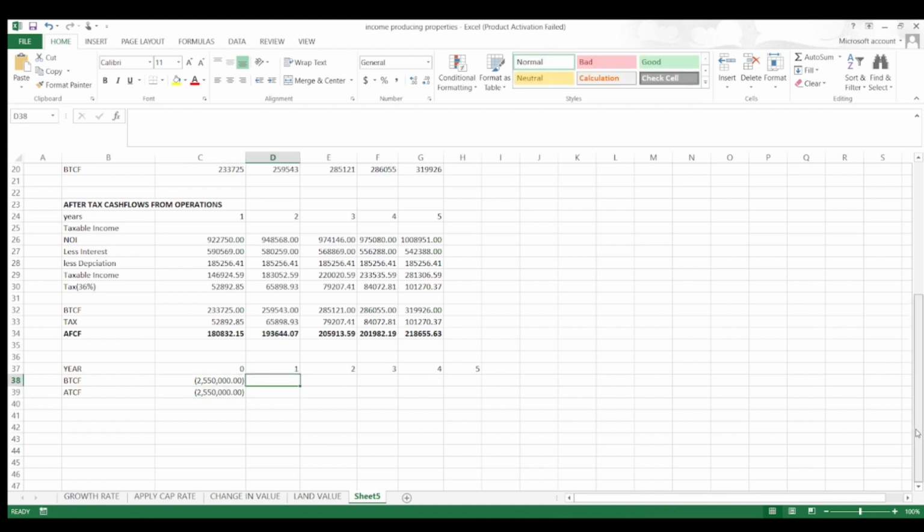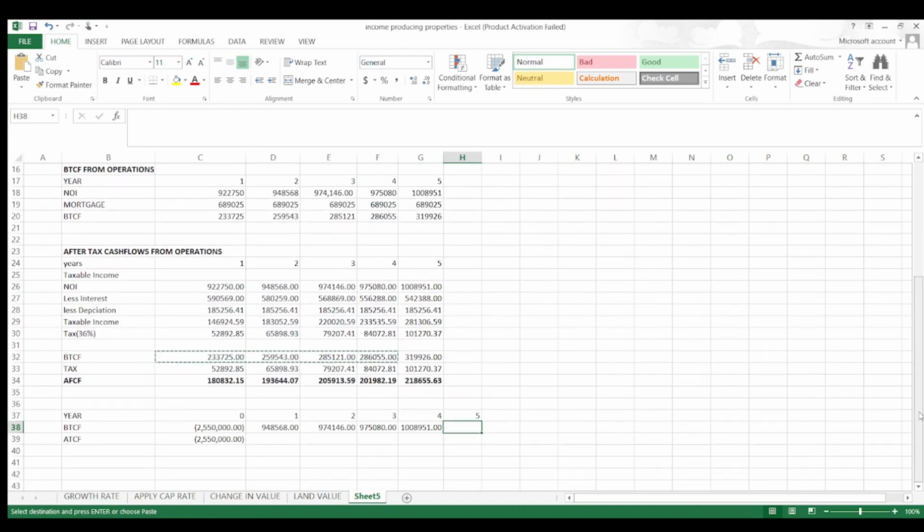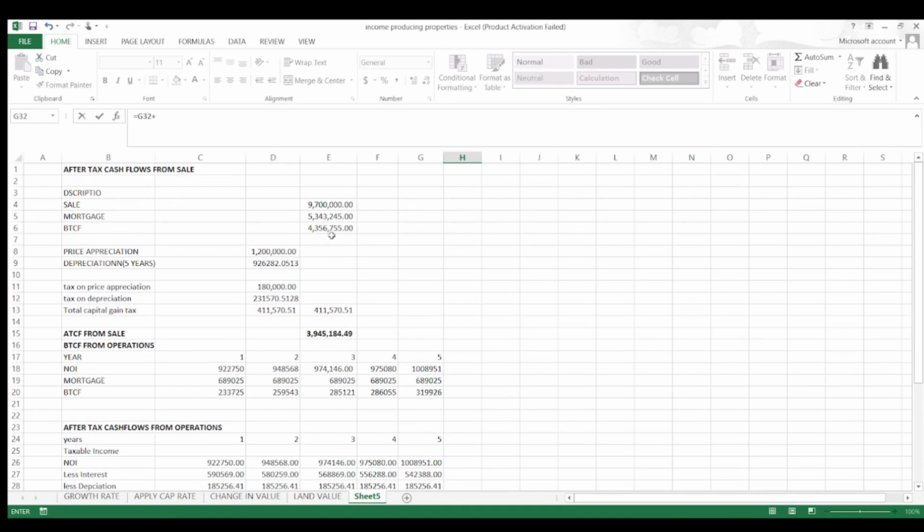However, the cash flow from operations, or the before tax cash flow from operations, are as highlighted here below. We'll take from year 1 to year 4 first. Now I'll explain why we're doing this separately. On year 5, we have a cash flow from operations, the before tax cash flow from operations, plus the before tax cash flow from sale of the property.